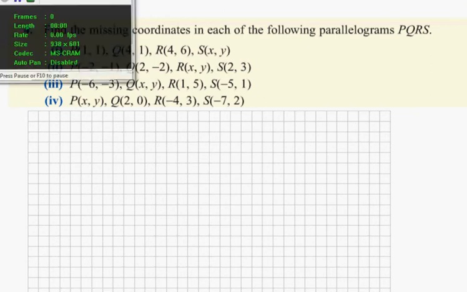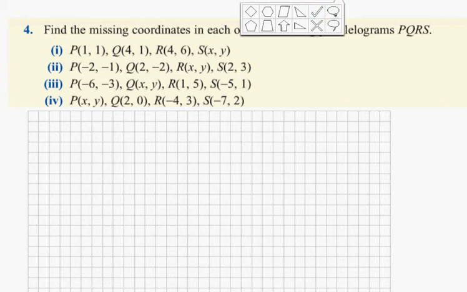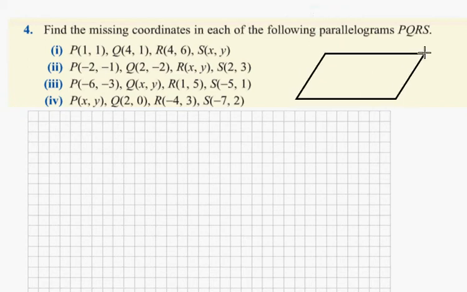So, what I'm going to do here, guys, is find the missing coordinates of each of the following parallelograms P, Q, R, S. Now, first of all, a parallelogram. Can anybody tell me any features of a parallelogram? Two sides are the same length, and the other two sides are the same length. What else can you tell me about a parallelogram?